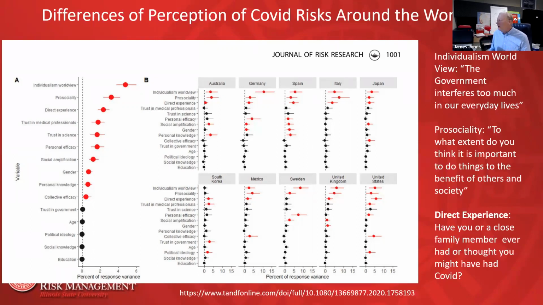Another big one is your direct experience. Have you had it yourself, or a close family member? If that's true, that's going to affect your perception of risk. And there are other things, like trust in science, and this issue of social amplification, social media, and how much you participate in that. But it varies by country, and I will tell you it varies by state.